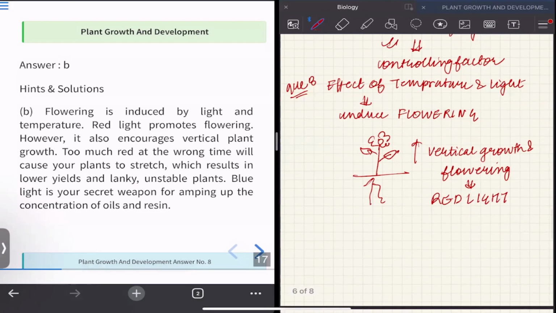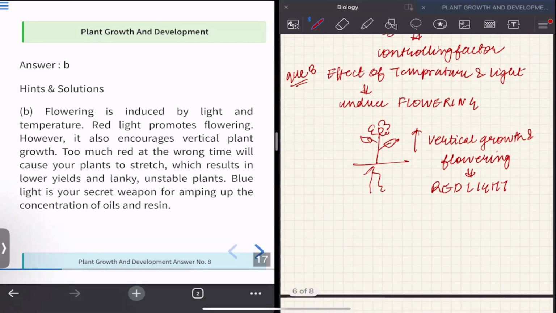However, too much red light at the wrong time will cause your plants to stretch. There will be too much vertical growth, which results in lower yield and lanky or unstable plants. Blue light is your secret weapon for amping up the concentration of oils and resins. Okay, so blue light is for what? Increased concentration of oil and resin.